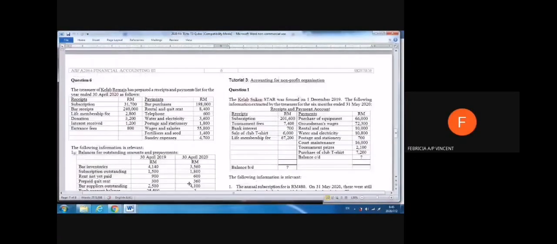Okay. Now, since I'm in the tutorial, I just want to discuss a little bit with you. Look at the question here very carefully. If you got a tutorial question with you, just look at the comments. The club has just started, on the 1st January 2009, and the receipts and payments given to you are for 31st December 2009. That means this is the first year. This is the first time.